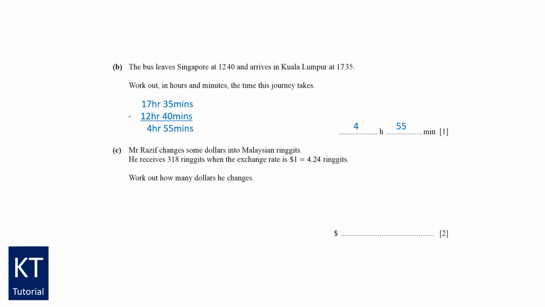Next, Mr. Razif changes some dollars into Malaysian ringgit. He receives 318 ringgit when the exchange rate is 1 to 4.24 ringgit. Work out how many dollars he changes. By dividing 318 by 4.24, we find that the number of dollars changed is 75.